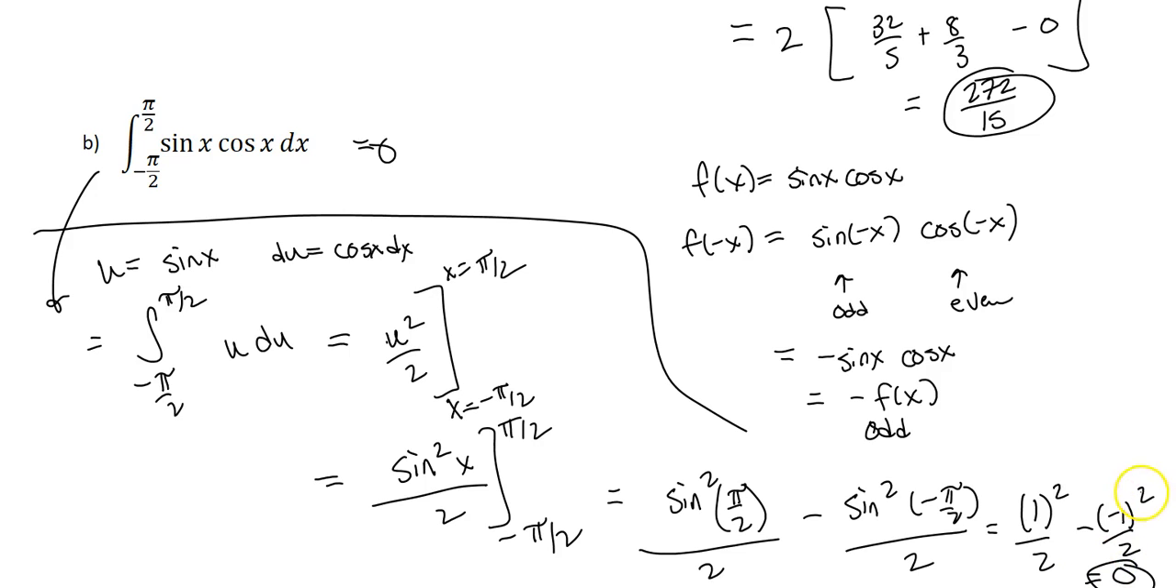So even if you miss the shortcut, you would still get the answer as 0 eventually. It just might take you some more steps.